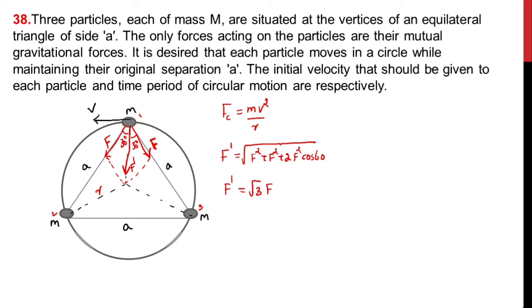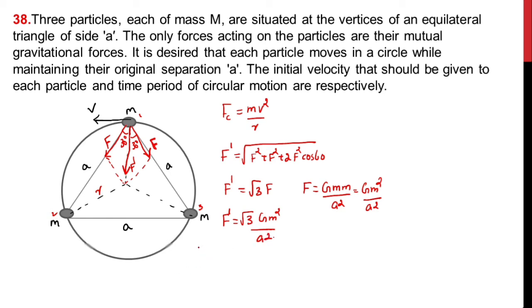Now what is the force of attraction between these two masses, maybe 1 and 2, or 1 and 3, or 2 and 3? The force formula is F equal to G M M divided by R square. What is R here? The distance between two masses is given as A, so it becomes A square. So force is equal to G m square divided by A square. So the resultant gravitational force acting on the particle is F dash equal to root 3 G m square divided by A square.